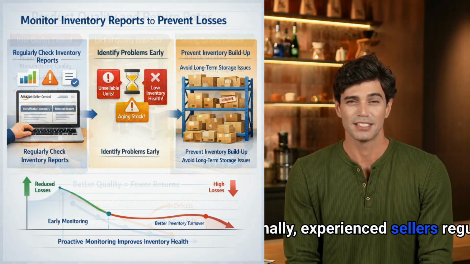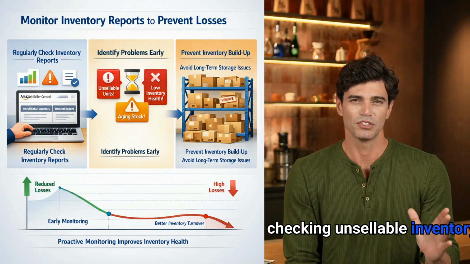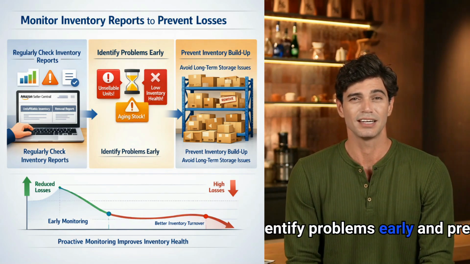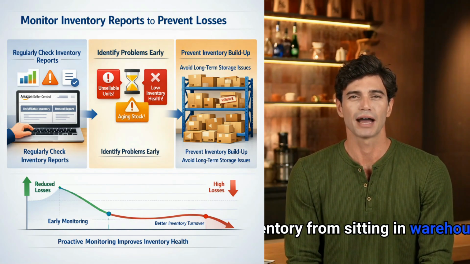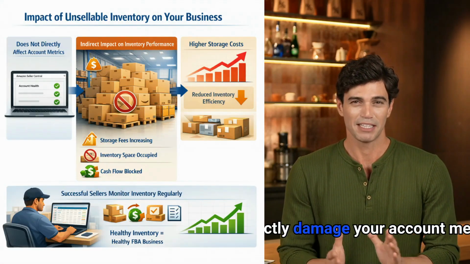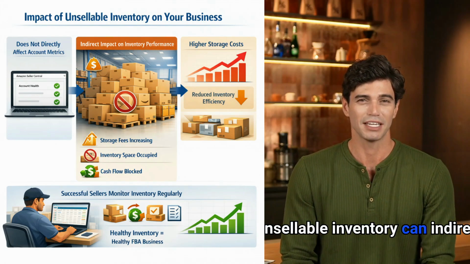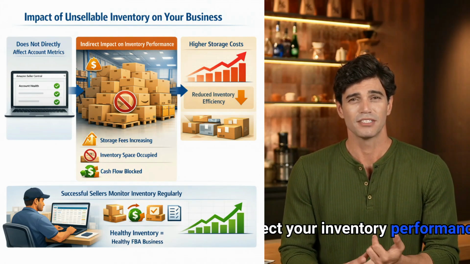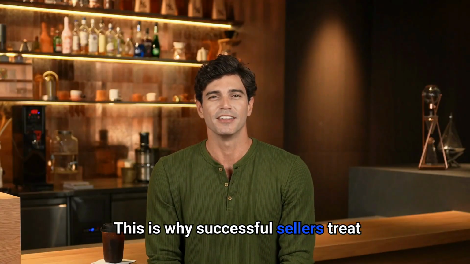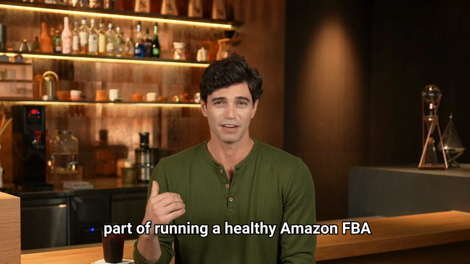Finally, experienced sellers regularly monitor their inventory reports. By checking unsellable inventory and removal reports frequently, sellers can identify problems early and prevent inventory from sitting in warehouses for long periods of time. While unsellable inventory does not directly damage your account metrics in most cases, large amounts of unsellable inventory can indirectly affect your inventory performance and create unnecessary storage costs. This is why successful sellers treat inventory monitoring as an important part of running a healthy Amazon FBA business.